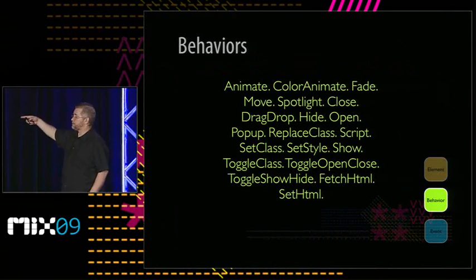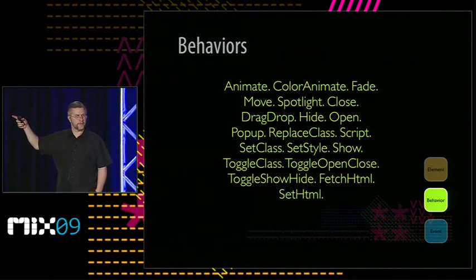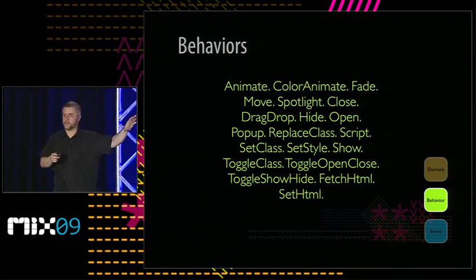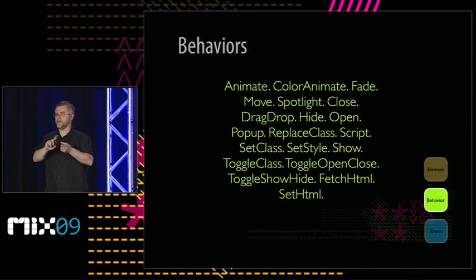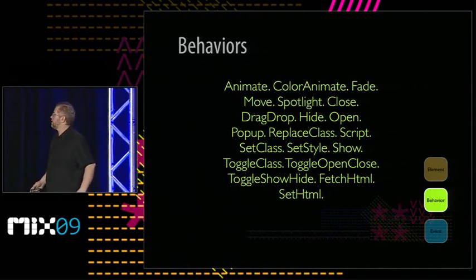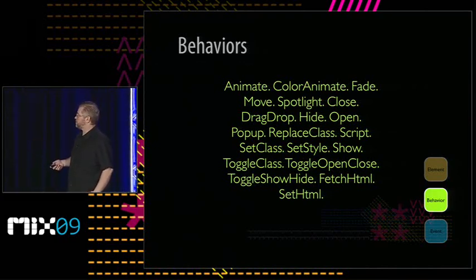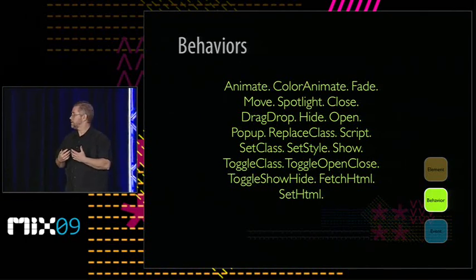So I defined these behaviors, and this is kind of a good list to think about when you're prototyping. I needed animate, color animate, fade, spotlight, drag and drop. Switching classes is a big technique for doing things. You set the styles in classes, then just switch the class dynamically on an event, and you get a completely different look. Toggling things open and close. Fetching some HTML through AJAX and setting some HTML, that's really just innerHTML. Those are all the basic things you do a lot of. So there's some thinking in that might help you in prototyping.